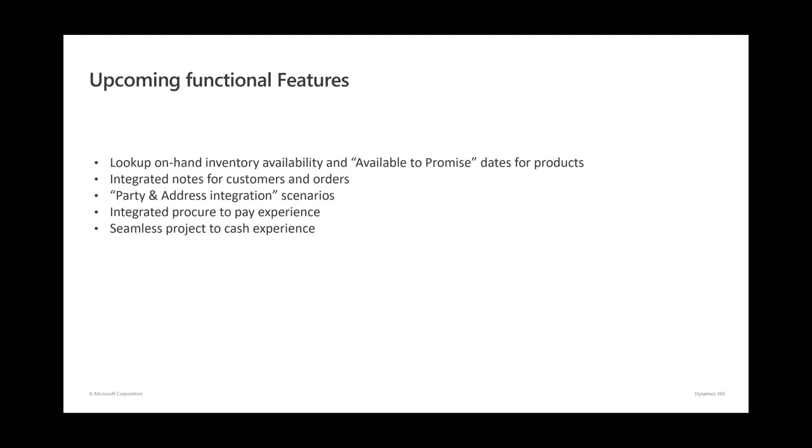You're getting integrated notes. That was the most commonly asked question: what about the global address book and finance operations? So with DoRite, the next big wave we're getting is including the global address book capabilities, so that you can have party and address integration scenarios play nicely with DoRite. And yeah, procure to pay and project to cash experiences will be added.